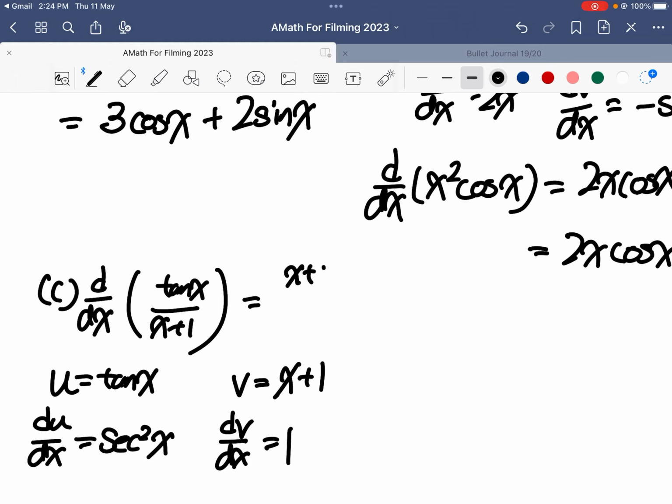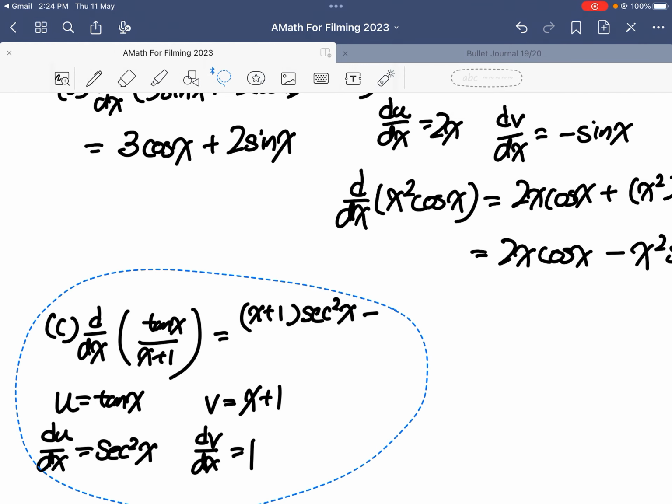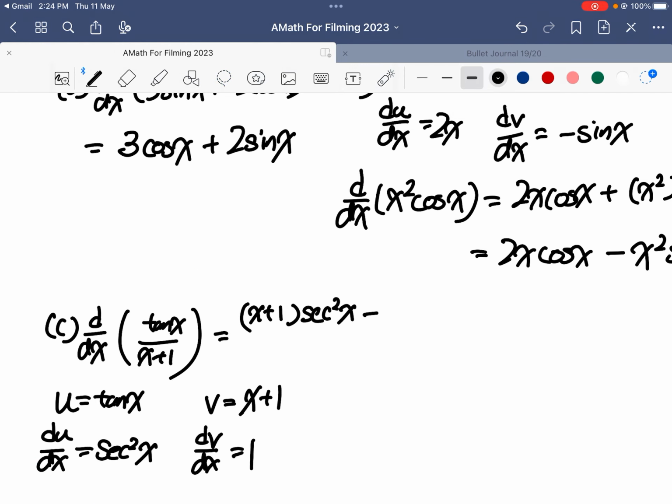So v times du dx is secant squared x, minus u. I'm running out of space here, let me just shift everything down. Minus u, u is tangent x, times dv dx, which is 1, over v squared, which is x plus 1 squared. And I'm done with example 1.